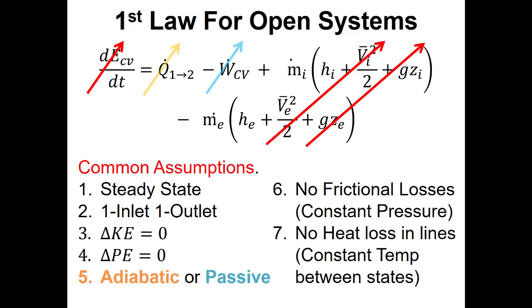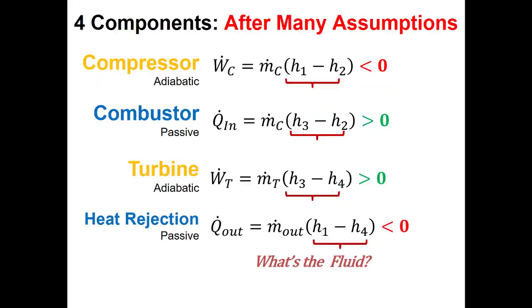Now, this is a cycle that consists of a series of open systems, and we treat this like a Rankine cycle, where we take each one of the systems and we make a series of assumptions. We'll say that there's steady state, one inlet, one outlet. We'll neglect kinetic energy changes and potential energies. Then we'll look at the individual components and we'll make a decision whether they're adiabatic or passive, or sometimes both if we're looking at a whole heat exchanger. And we'll neglect friction and heat losses between our different components.